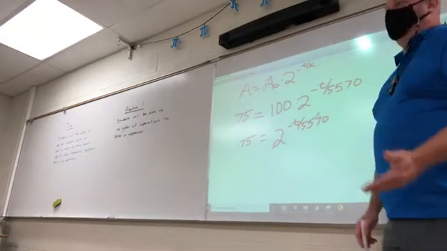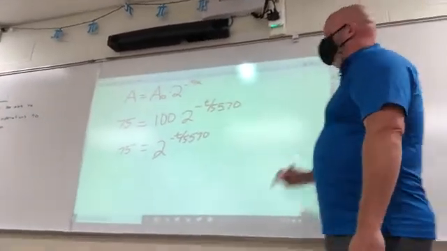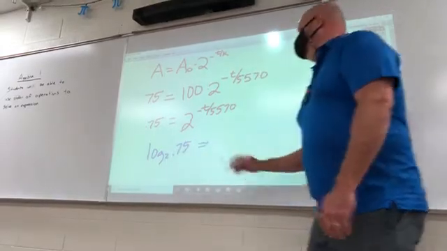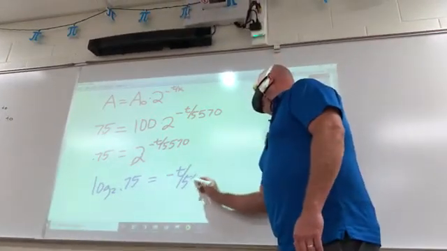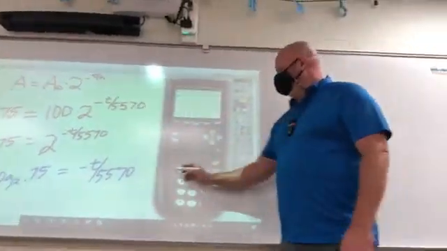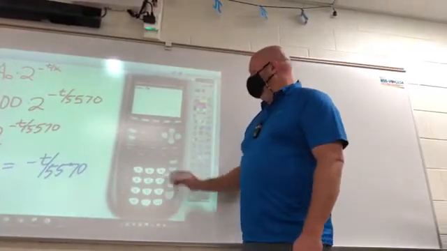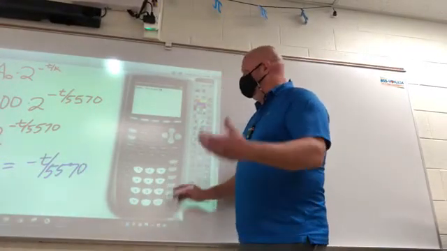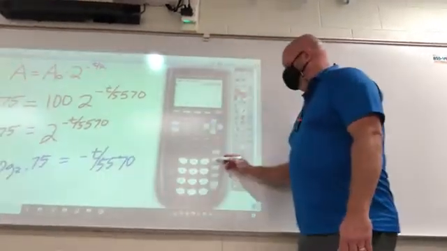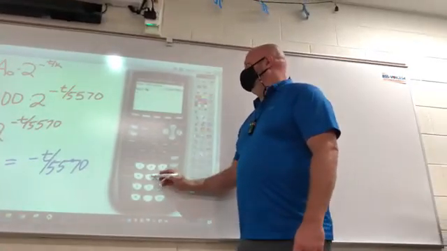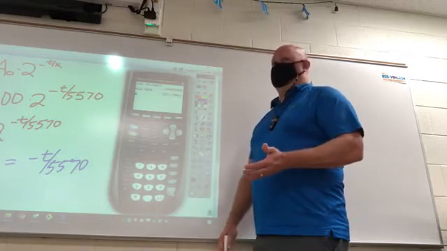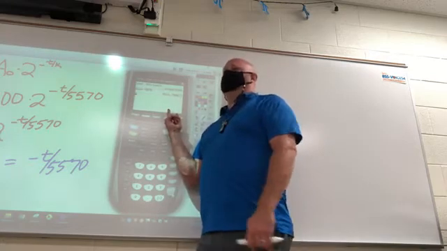5570. Now what do I do? Switch forms. So I'd switch forms. This would be log base 2 of 0.75 equals the negative t over 5570. That I can calculate by doing log of 0.75 divided by log of 2. Get that answer. The last step would just be to do what? Multiply by negative 5,570.